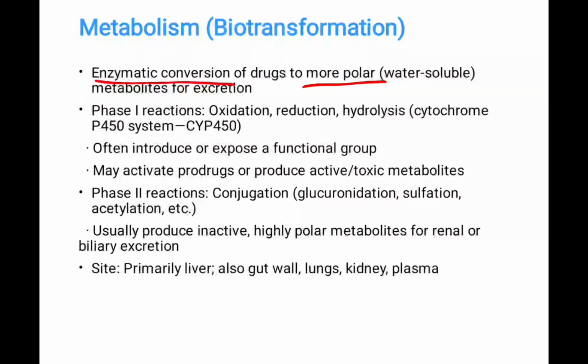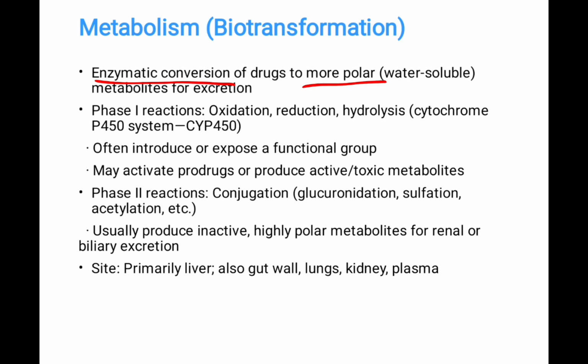Now, the more polar the drug is, the less likely it is to be absorbed through biological membranes. In the renal tubules, we have tubular cells which can reabsorb drug. So if the metabolite is non-polar, it is lipid soluble, it can easily go back into systemic circulation. So we need to convert this drug to a more polar, more water-soluble form, so that it does not easily pass through the tubular cells and it remains in the renal tubules and is excreted in urine.